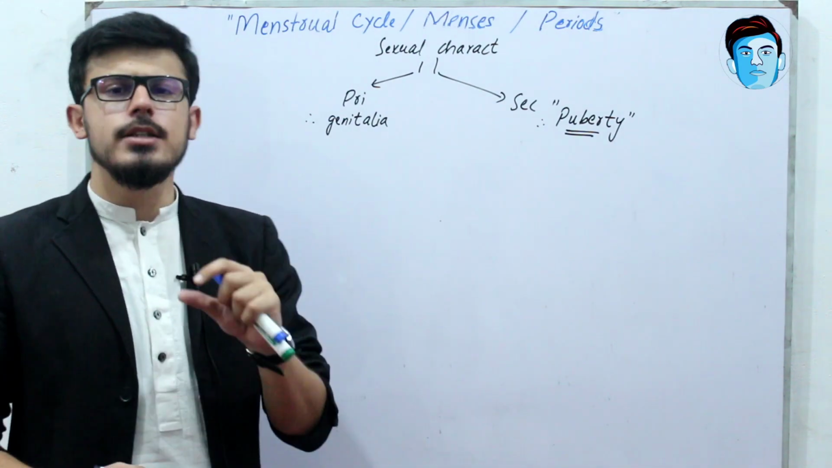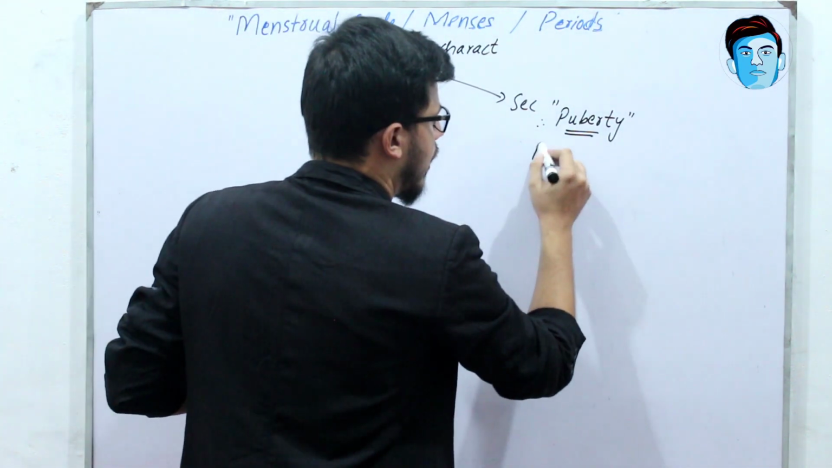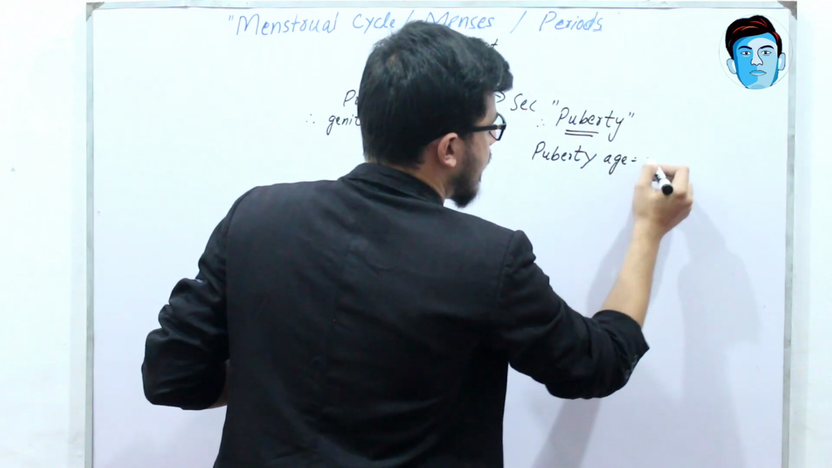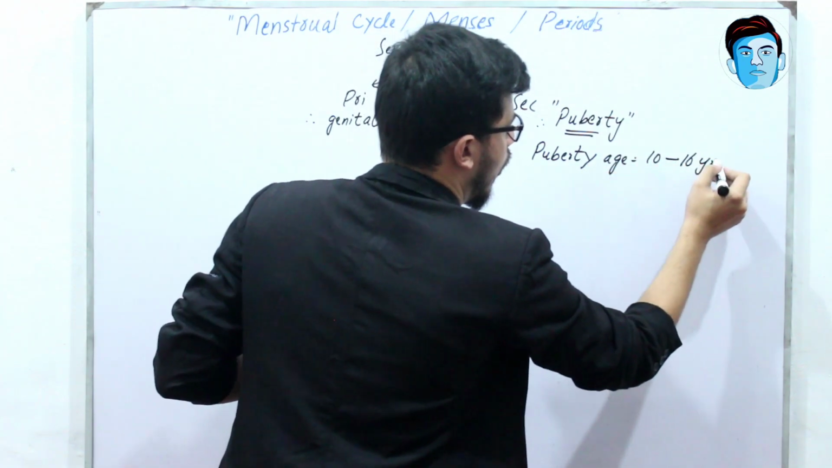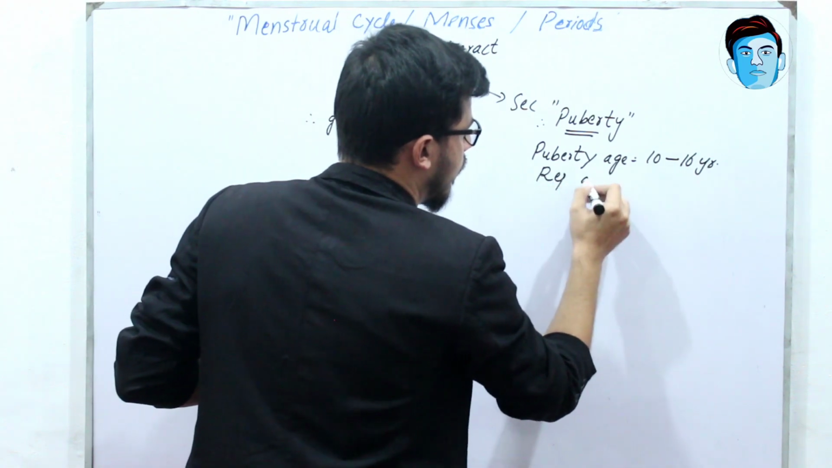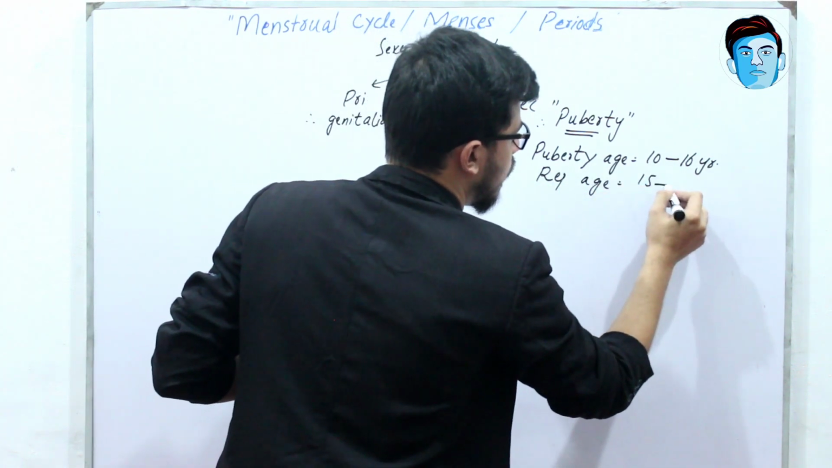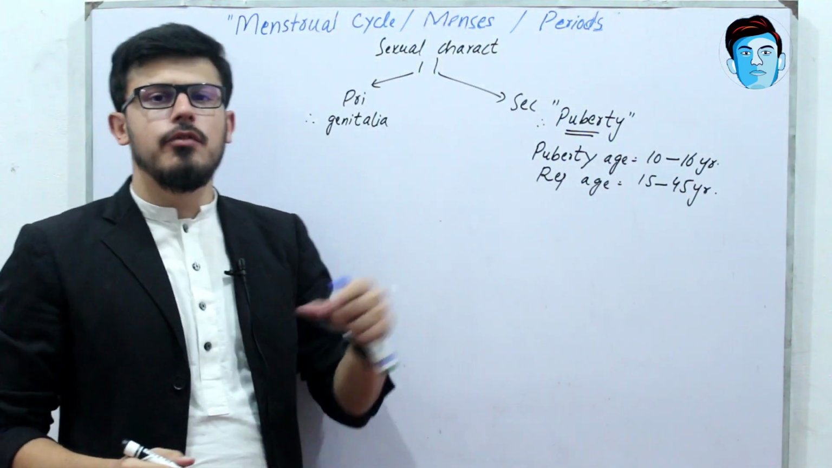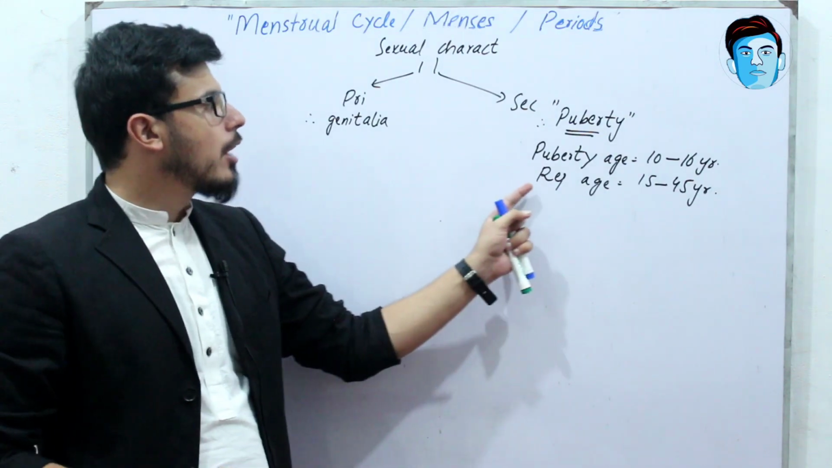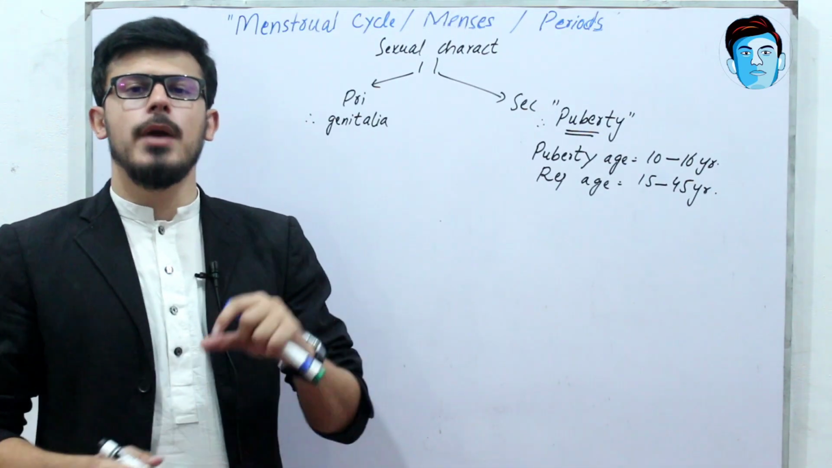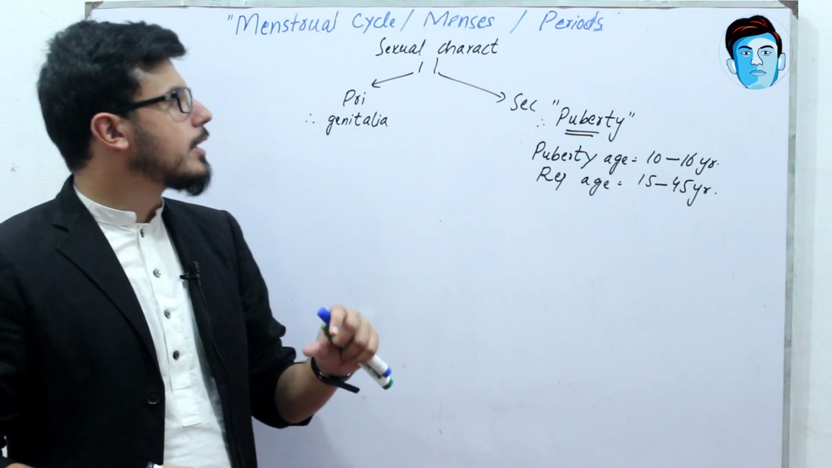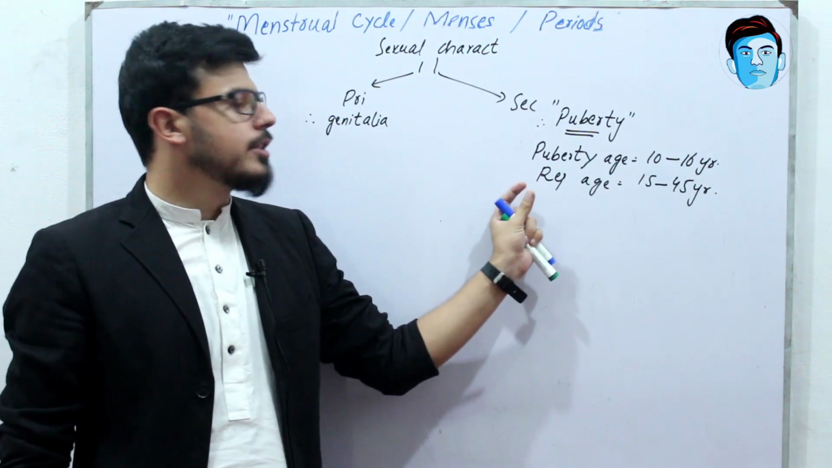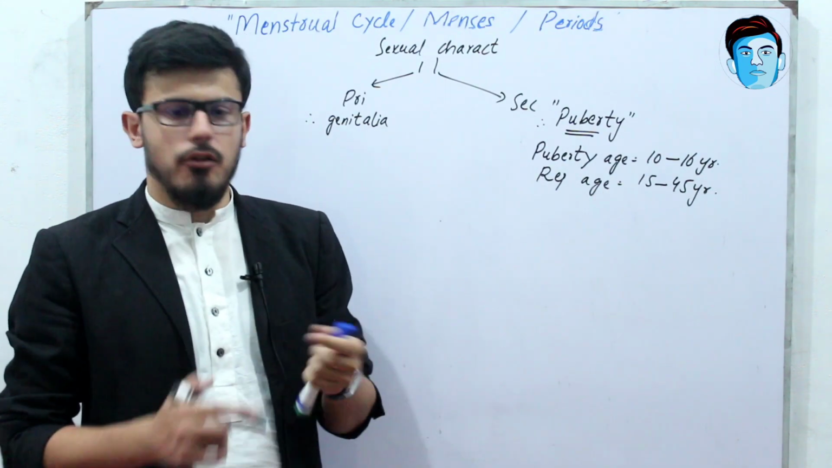Now, what is the puberty age in the female? Puberty age in females is from 10 to 16 years, while reproductive age for the female is from 15 to 45 years. Puberty age is the time when a female attains puberty, and reproductive age is the time when a female is able to conceive. So don't forget the point: puberty age is 10 to 16 years, while reproductive age ranges from 15 to 45 years.